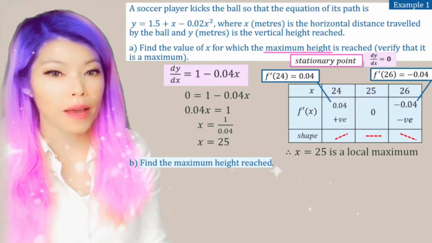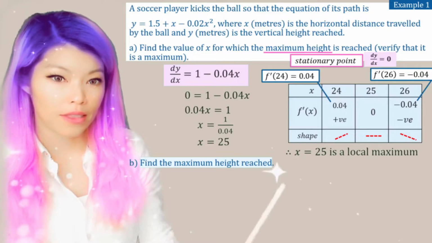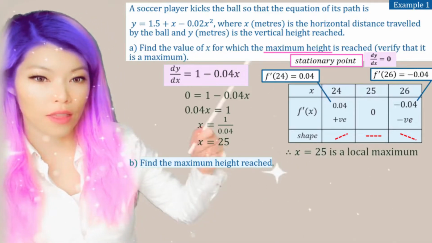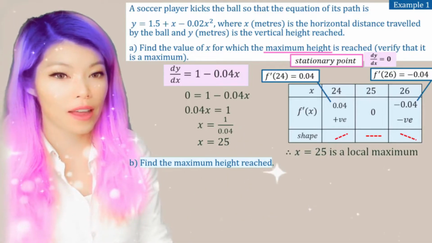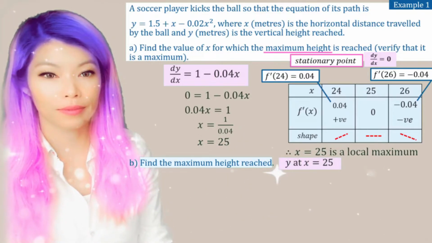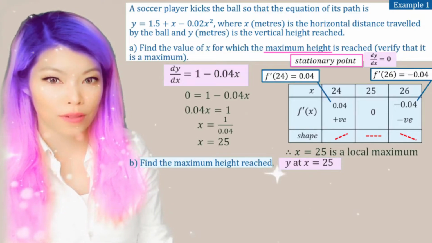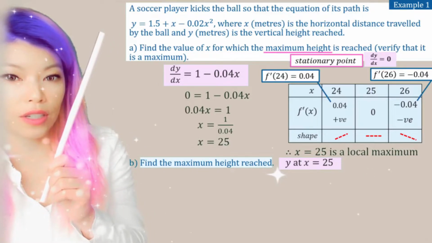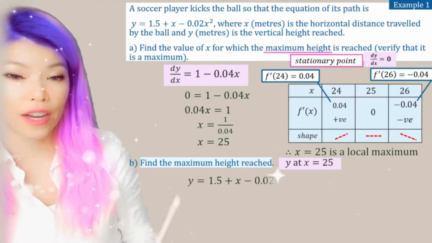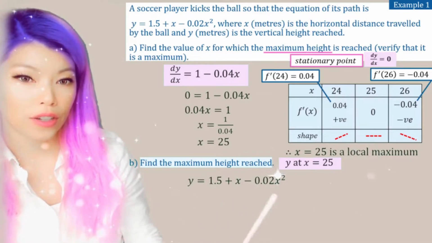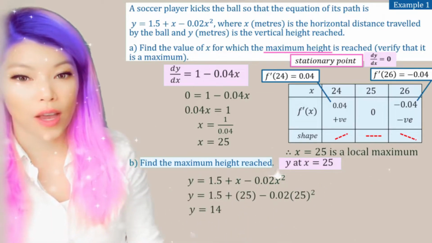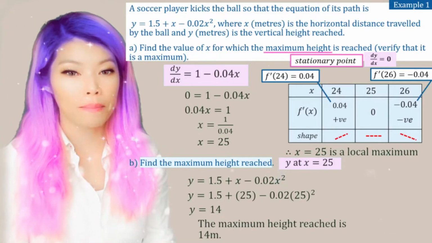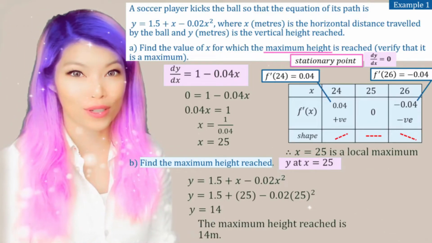Part B, find the maximum height reached. Now the x value is the horizontal distance and the height was the y value. So now we have to find the y value, so y at x equals 25. Where do we put x equals 25 into, the gradient or the original function? Well, for the y value, it's the original function. So let's do that. Put x equals 25 in there, and we obtain y equals 14. Look at the question again, 14 meters. The maximum height reached is 14 meters.